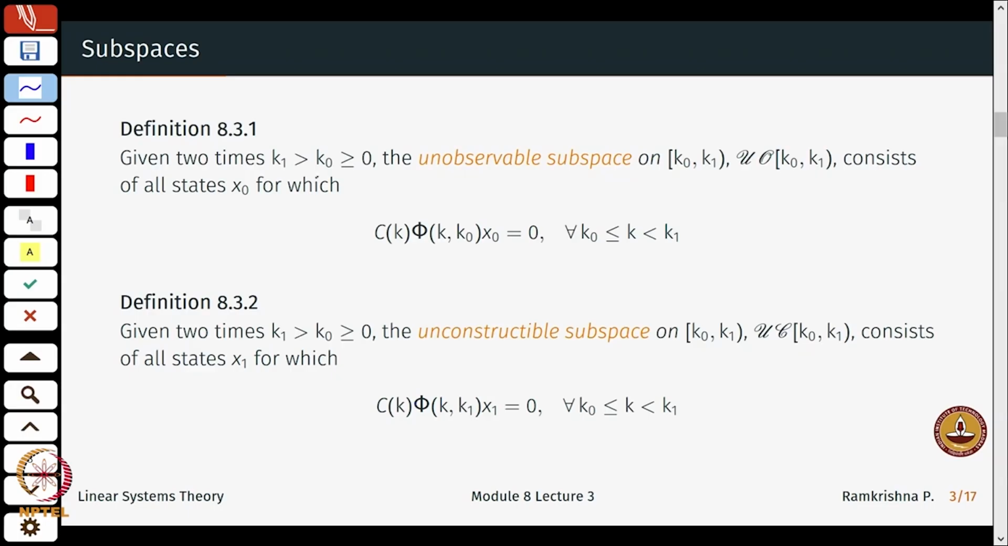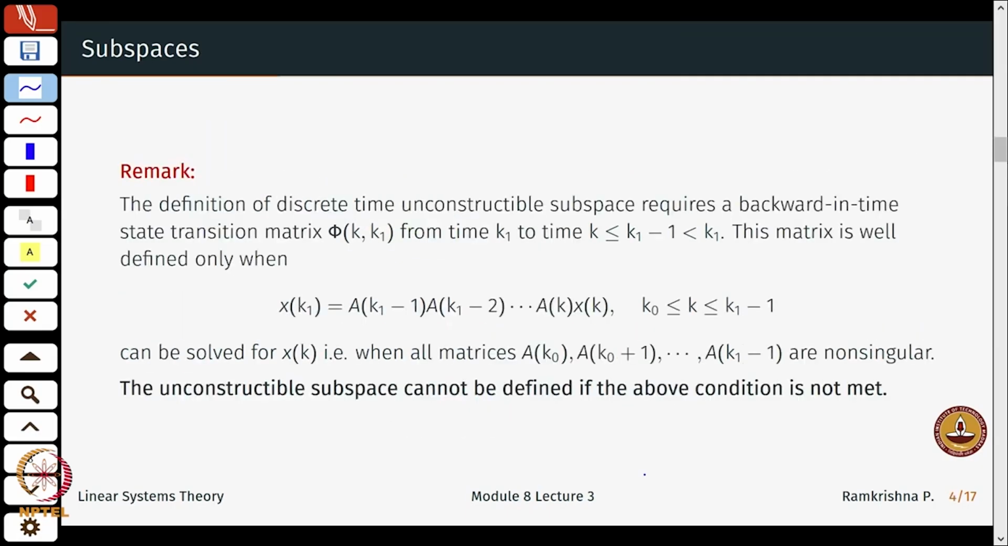So given 2 times k1 and k naught, the unobservable subspace consists of all states x naught for which this holds, right. It is very similar to what we had earlier, and similarly the unconstructible subspace consists of all states satisfying this one. So the definitions of observability and constructibility still remain the same.